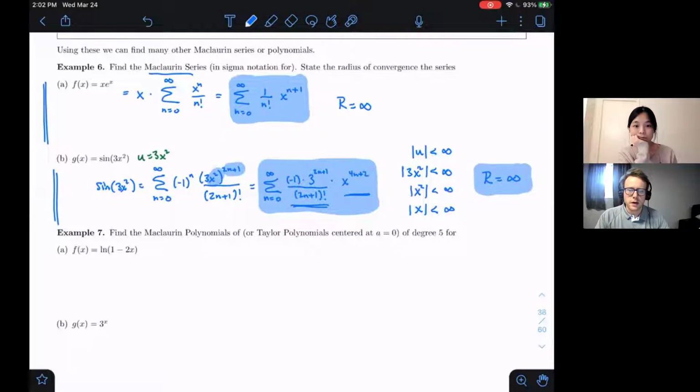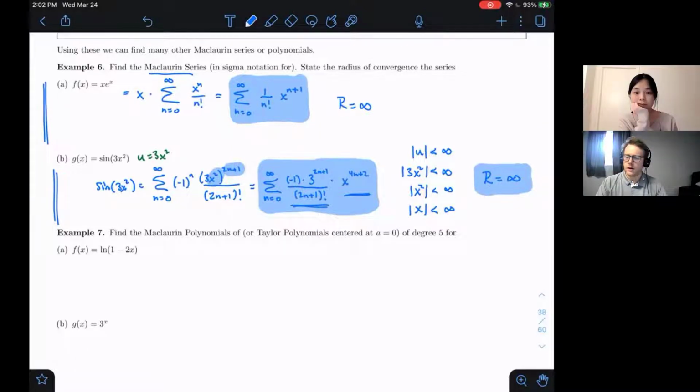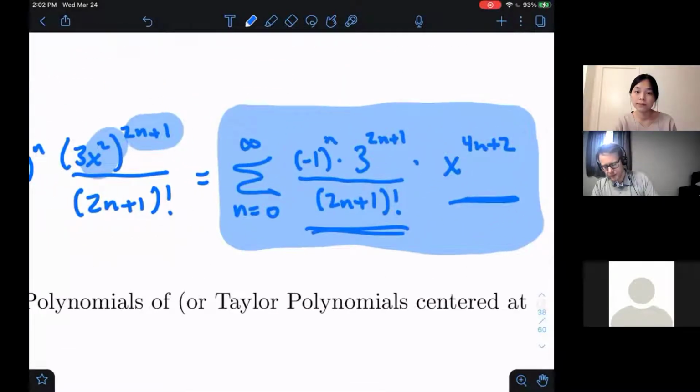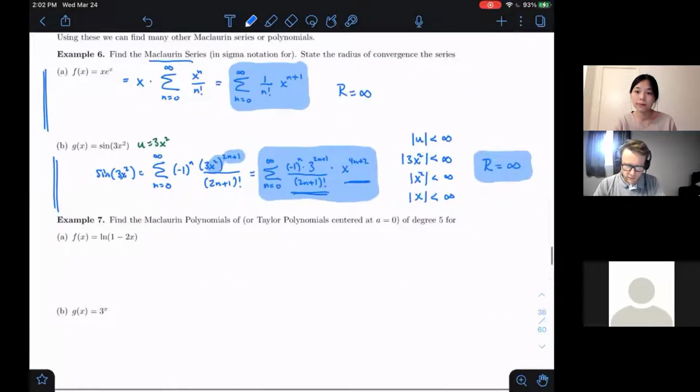All right. Any questions on this so far? Looks like Blake, you have a question. You have the floor. Yeah, I was just wondering for the examples above, where the radius is equal to infinity, I can't think of anything that would change that. Would it always just be infinity?